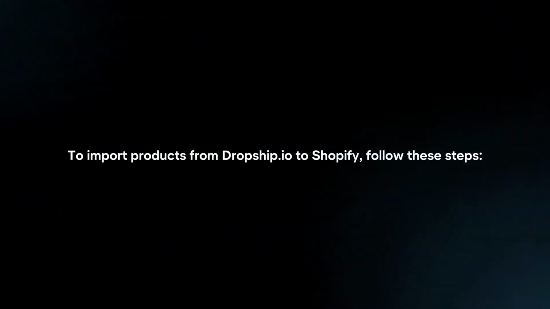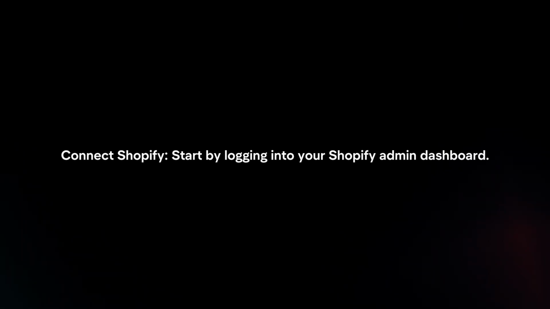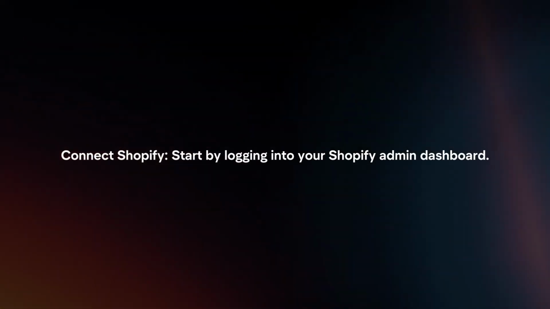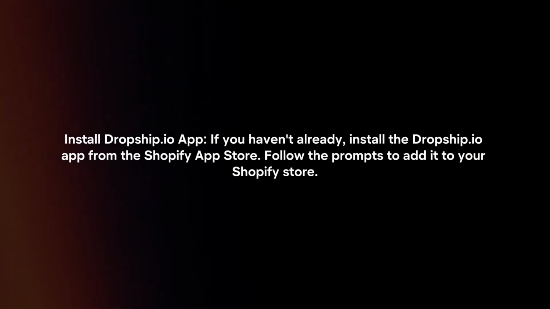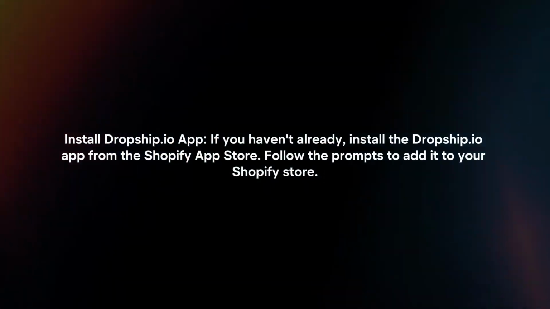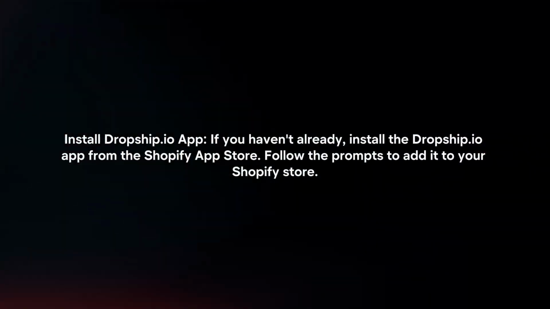To import products from Dropship.io to Shopify, follow these steps. Connect Shopify. Start by logging into your Shopify admin dashboard. Install the Dropship.io app. If you haven't already, install the Dropship.io app from the Shopify App Store. Follow the prompts to add it to your Shopify store.